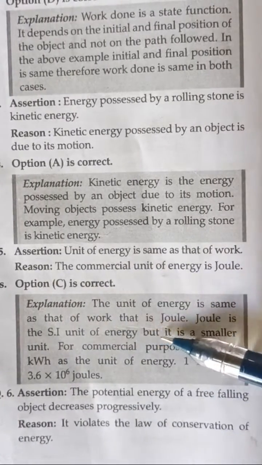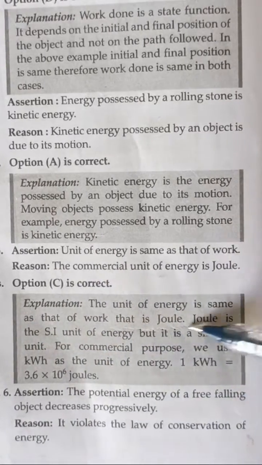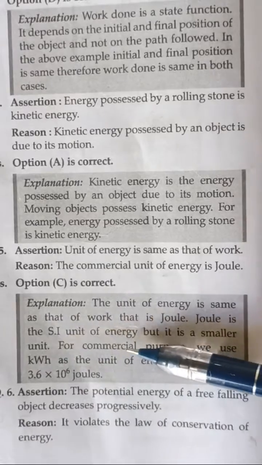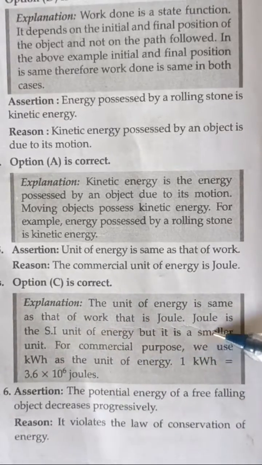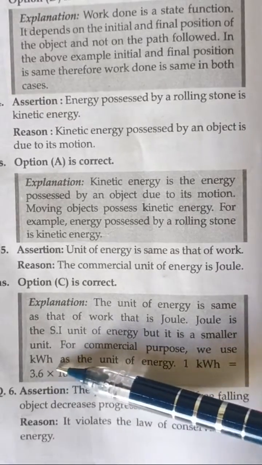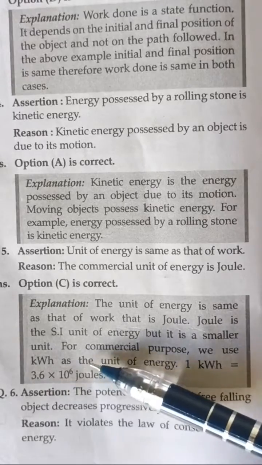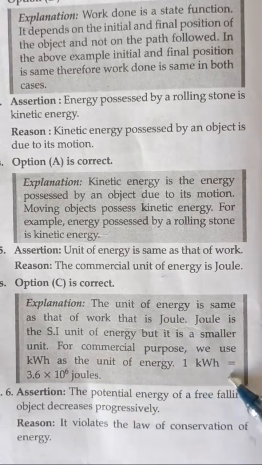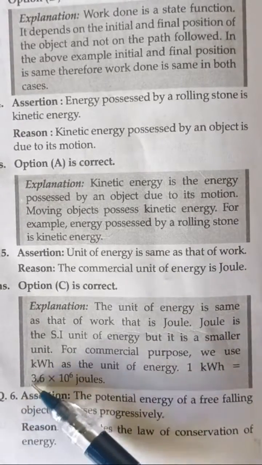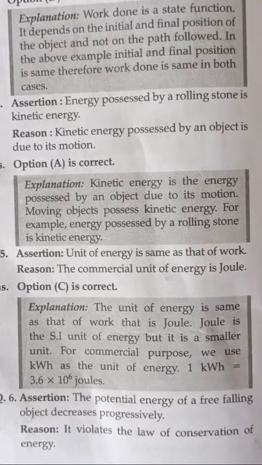Explanation: the unit of work done is joule. Joule is the SI unit of energy, but for commercial purposes we use kilowatt hours as the unit of energy. 1 kilowatt hour equals 3.6 into 10 raised to 6 joules.